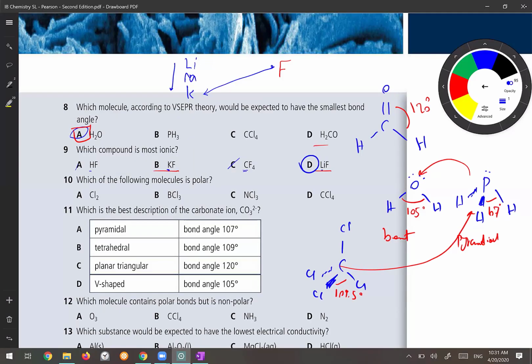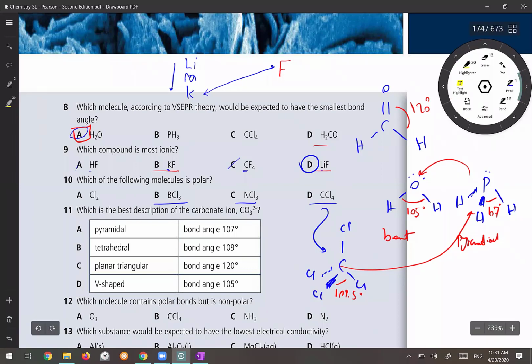Question number 10 says, which of the following molecules is polar? Cl2. Obviously this one is non-polar. You have two identical atoms, so it is non-polar. BCl3, NCl3 and CCl4. CCl4 I have drawn here. Is it polar or non-polar? Non-polar. And be careful, we are talking about the polarity of the molecule, not of the bond. CCl4 has 4 polar bonds here, but the molecule is non-polar.